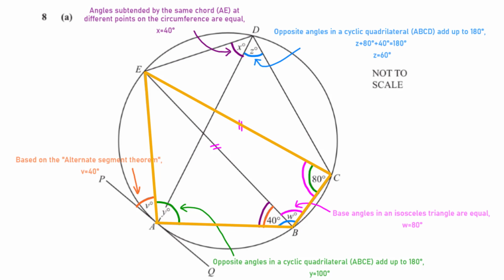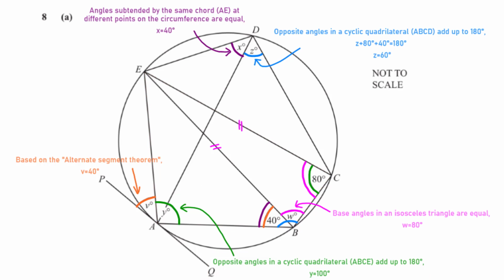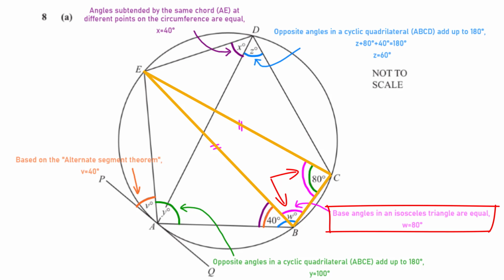ABCE is a cyclic quadrilateral. Opposite angles y and 80 degrees should add up to 180 degrees. So when we subtract 80 degrees from 180 degrees, we get the value of y as 100 degrees. In the question, we were told EC and EB have equal lengths, which makes triangle BCE an isosceles triangle. Base angles in an isosceles triangle are equal. This means W is also equal to 80 degrees.